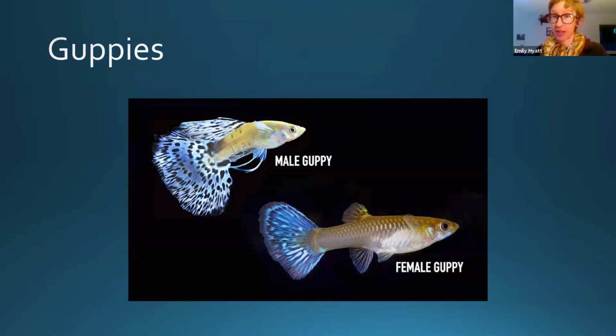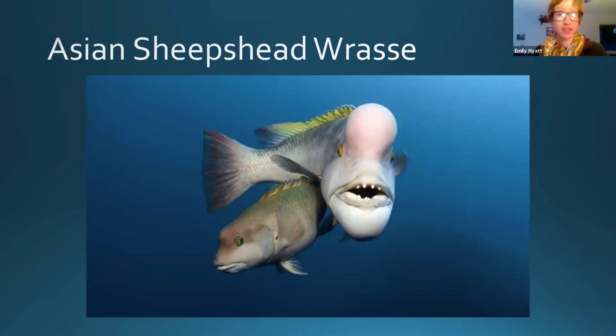Guppies tend to be flashier in the males. The Asian sheepshead wrasse, so this is another one. That large bulge on the top of its head is the male, and that is both to display and attract the females, but also to actually fight and have contests with other males. So they have aggressive displays, and they butt heads with each other, and they come at each other to win the females over their rivals.